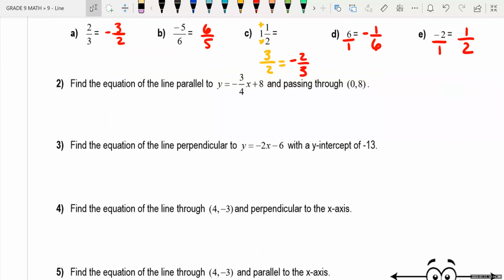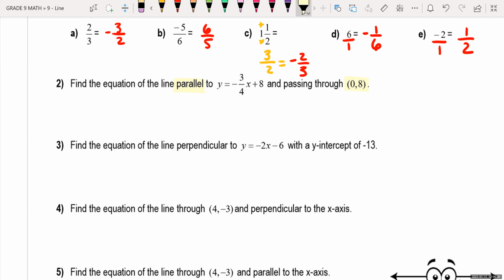Question number 2. Find the equation of the line. So let's just highlight some of the more important things. Parallel to y is equal to -3 over 4x plus 8 and passing through (0, 8). This question has a lot going on. I'm going to pause for a second so you can read it about 3 times before we continue. Okay, so first of all, they've given us a random equation and they're telling us we have a line that is parallel to this equation and it's also passing through (0, 8).